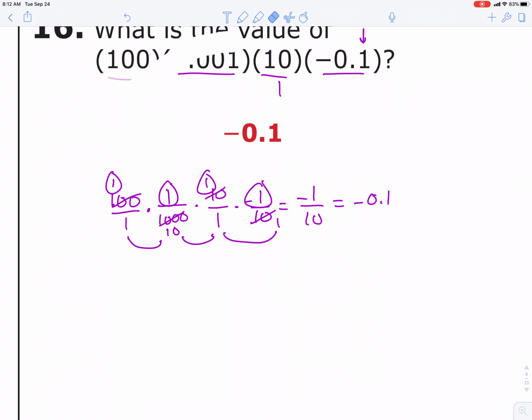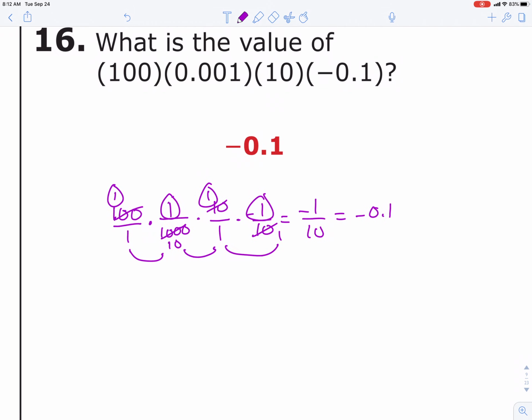Another way I can look at this is, let me clean this up a little bit. This is a tenth. 1/10. What's 1/10 of 10? If I divide 10 by 10, I get 1. So these two things together just give me a negative 1.